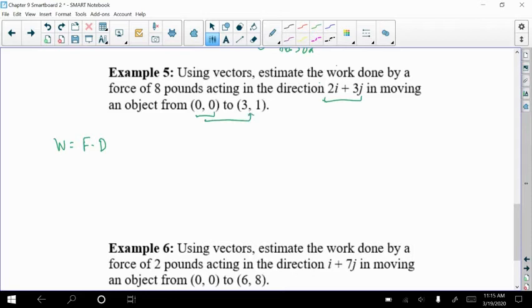Just think about each component. How do you go from 0, 0 to 3, 1? Well, in the x direction, you're going up 3 units, so I would say that's 3i. And in the y direction, you're going 1. So the vector 3i plus j represents our distance. I might call that v sub d, our distance vector. Okay, so that's this guy right there.